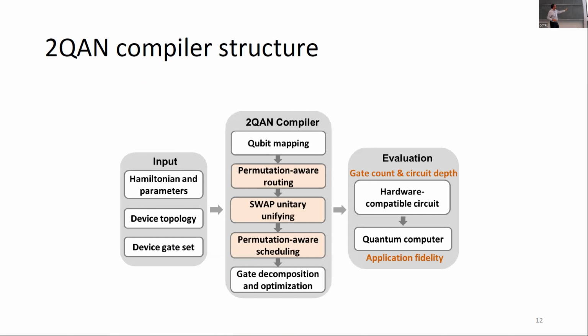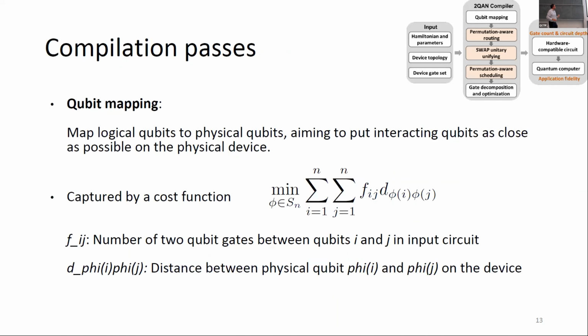So the structure of Toucan is as follows. We start with a mapping step, we follow with a routing step, then there's an optimization that we do in the middle, then we do the scheduling, and then we do the gate decomposition at the end. And the steps that are shaded in light brown, those are the steps where we use the freedom to reorder this Trotter decomposition. So let me go through them one by one.